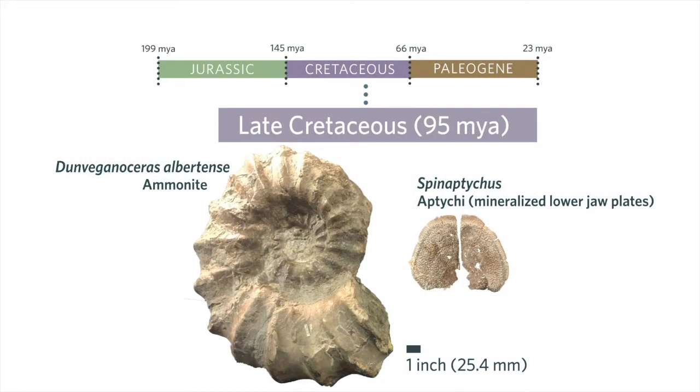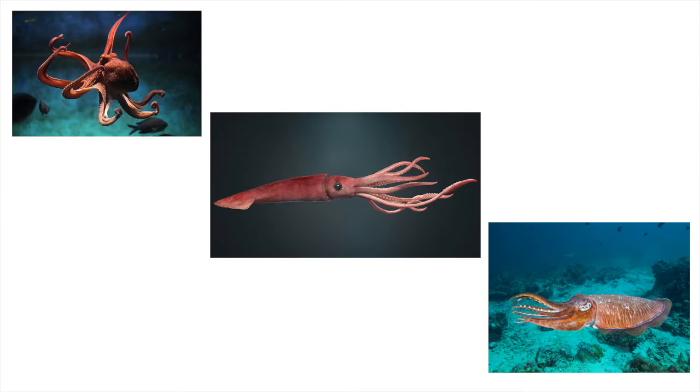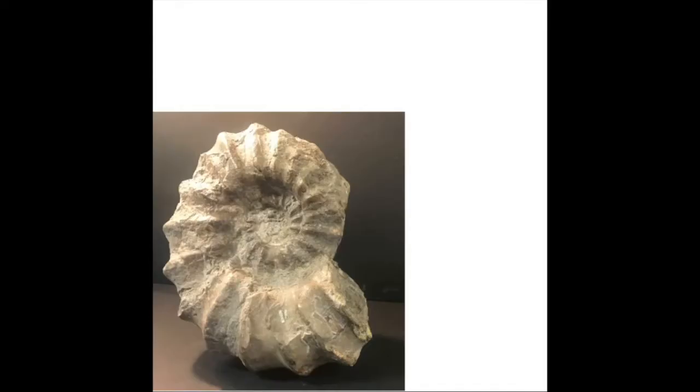Now let's journey back 95 million years to the Cretaceous period, when Kansas was covered by a shallow sea. Uncovered in the Niobrara chalk is this ammonite and lower jaw plates of another ammonite species. Ammonites are an extinct group of mollusks with a distinctive coiled shell and flexible arms that extend from the head. To help illustrate this animal, I looked to living relatives like octopus, squid, and cuttlefish, and then I studied the contours of the fossil shell.